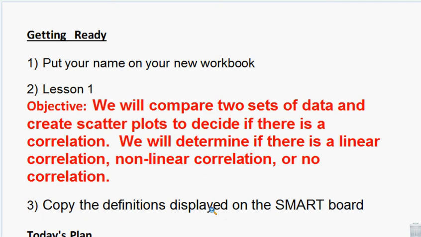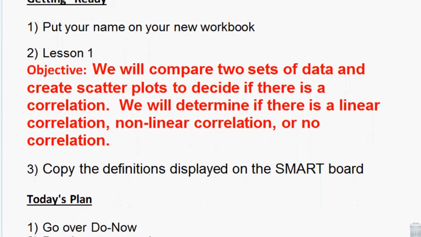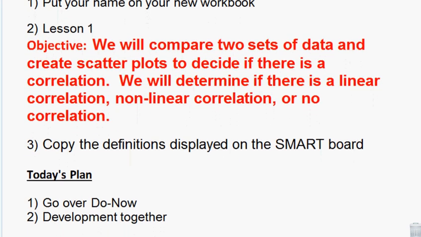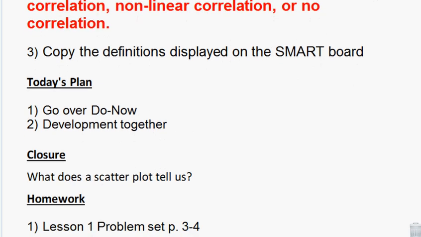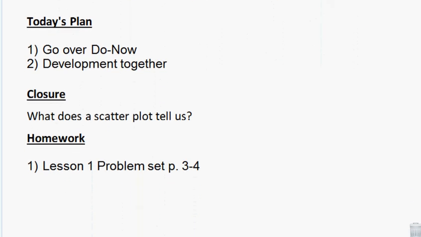I will do the definitions with you for the do now. I will show you this objective in a little bit again. I just want to show you what your homework is as well. So in class, we're going to go over the do now and do the development together. At the end of the class, you'll be able to tell me what a scatter plot tells us. Your homework is Lesson 1's problem set, which is pages 3 and 4.